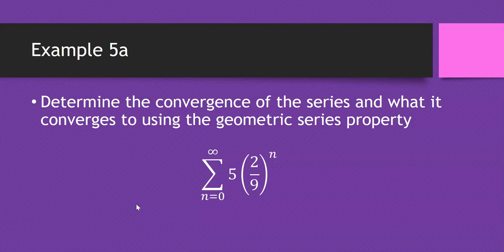So let's take a look at this example. Example 5a. We have an infinite series, which is the sum. Now notice that once again our sum starts at 0, goes out to infinity, of 5 times 2/9 to the nth power. Now this thing is a geometric series because we have a base raised to the nth power, and then I have this times this coefficient here of 5.